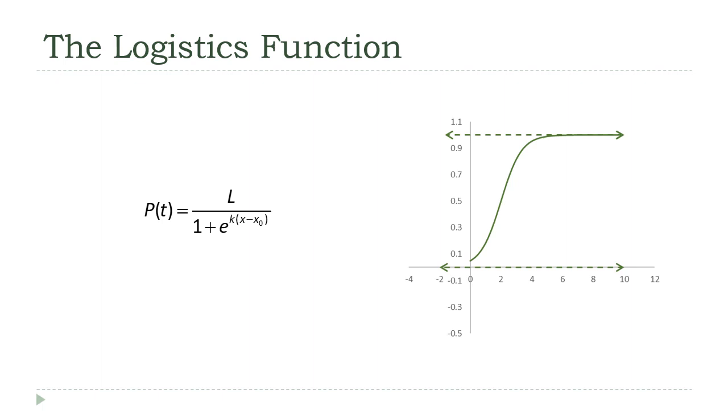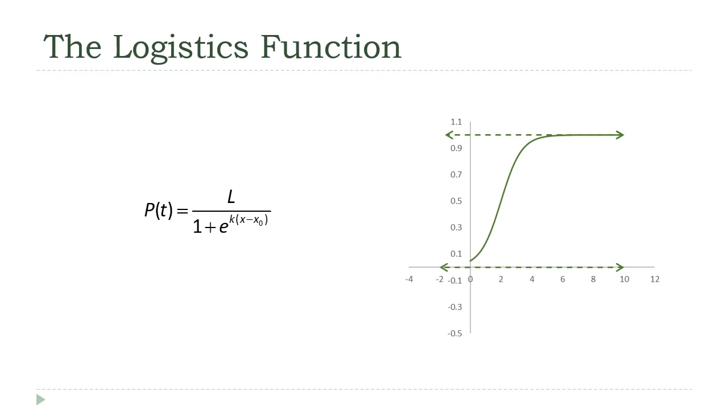I've got the formula for it here on the left, and I've got the graph of it on the right. What really, just from an algebraic perspective, makes this function interesting is that it manages to have two horizontal asymptotes. It's got that upper one, and it's got one down at y equals 0.